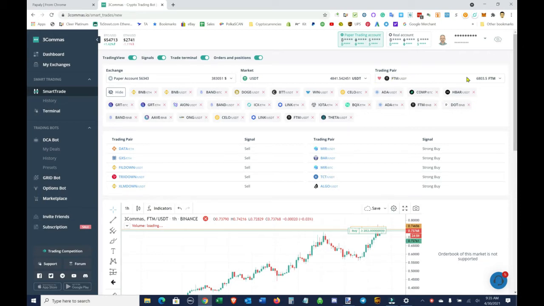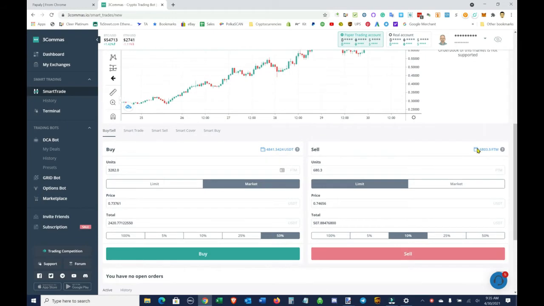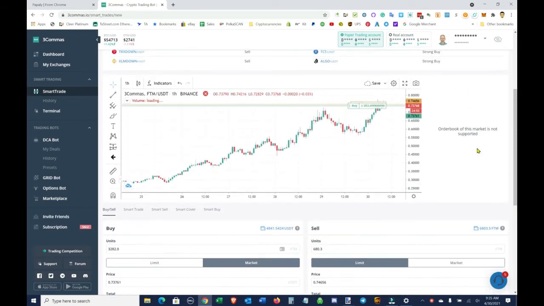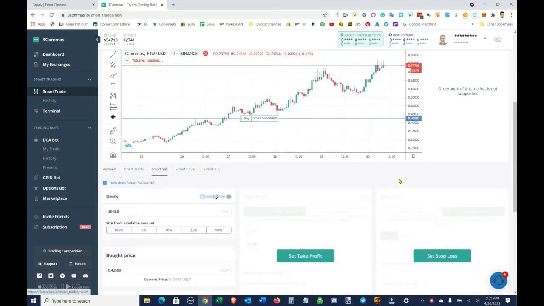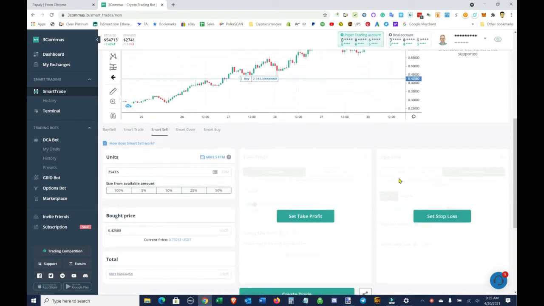So anyway, this is if you already own it. And so that's where I'm coming from on that. So once again, down here, the first thing I would look at is doing a smart sell. And so what that means is that when the price gets to a certain level, I'm going to sell it.